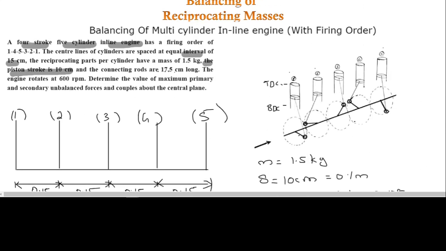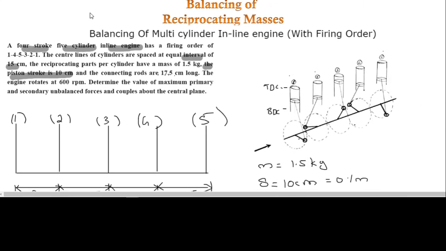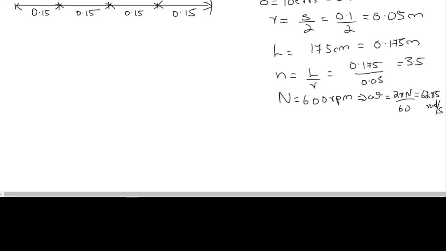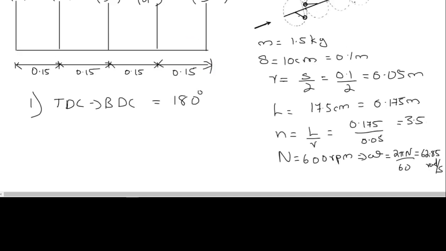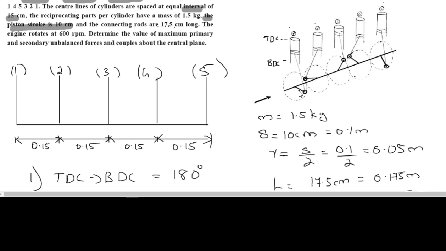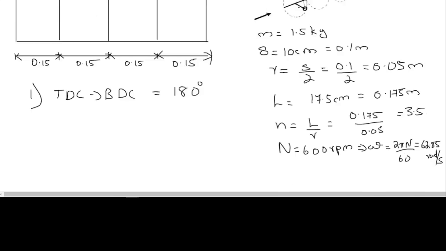So omega is 62.85. So those are the values that are given. This is a four-stroke engine. Now four-stroke has importance, because we know in a four-stroke engine, the first stroke will be the suction stroke. So if this is an engine and this piston moves, then the first stroke will move from TDC to BDC for suction, and that will cover 180 degrees of crank movement. You can see it here. This crank will travel from the straight position to the lowest position. So it will be 180 degrees of travel.